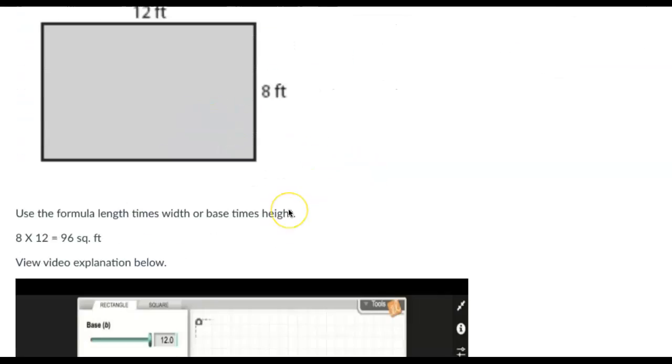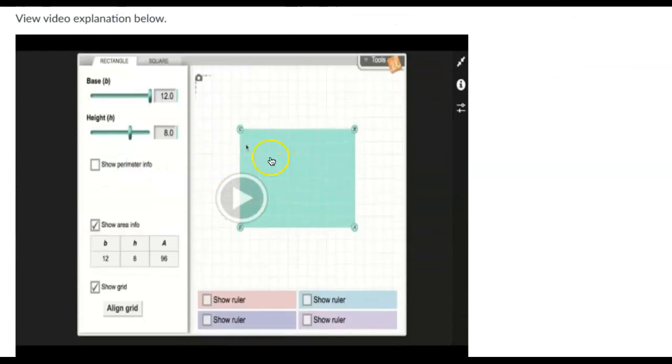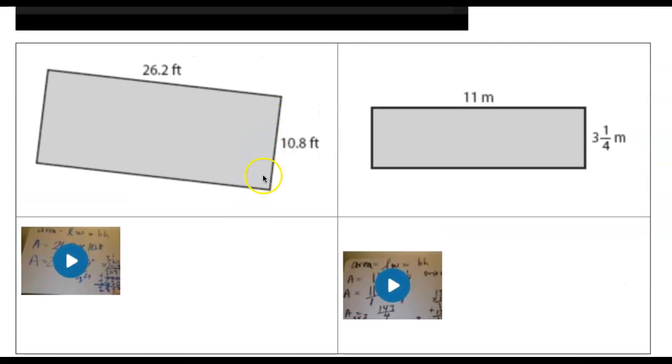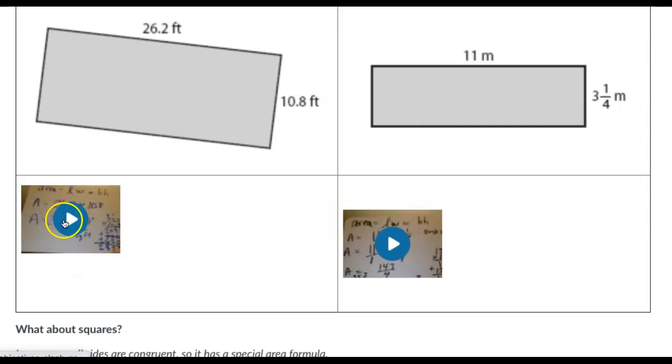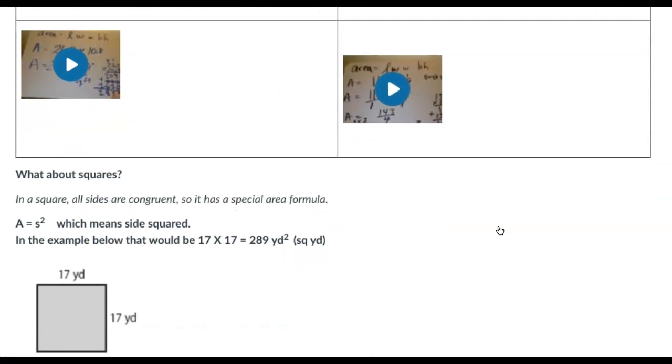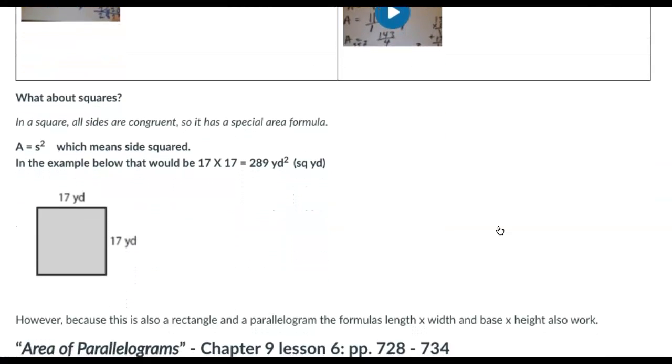There are examples for you. There is a video explaining this. Now, this gets only slightly trickier. All you have to do is multiply the length times the width for the area of rectangles, but it gets slightly trickier when you have decimals and fractions to deal with. So there are two videos below these two pictures to show you how to do those two things. Please take the time to actually click on those.